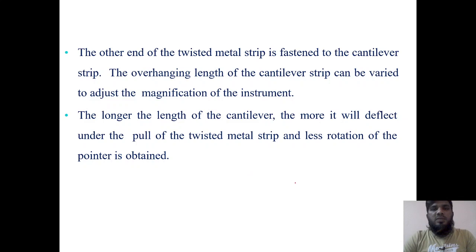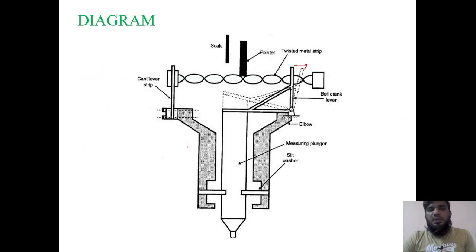The other end of the twisted metal strip is fastened to the cantilever strip. Because it is fixed, that is the cantilever. The overhanging length of the cantilever strip can be varied to adjust the magnification of the instrument. The longer the length of the cantilever, the more it will deflect under the pull of the twisted metal strip. Unless the rotations of the pointer are visible, you can see minute changes also if the length of this twisted strip is longer.